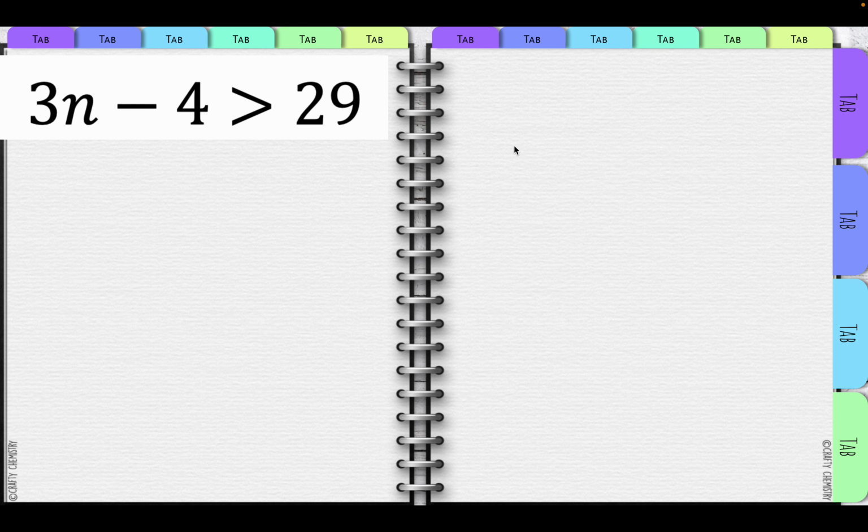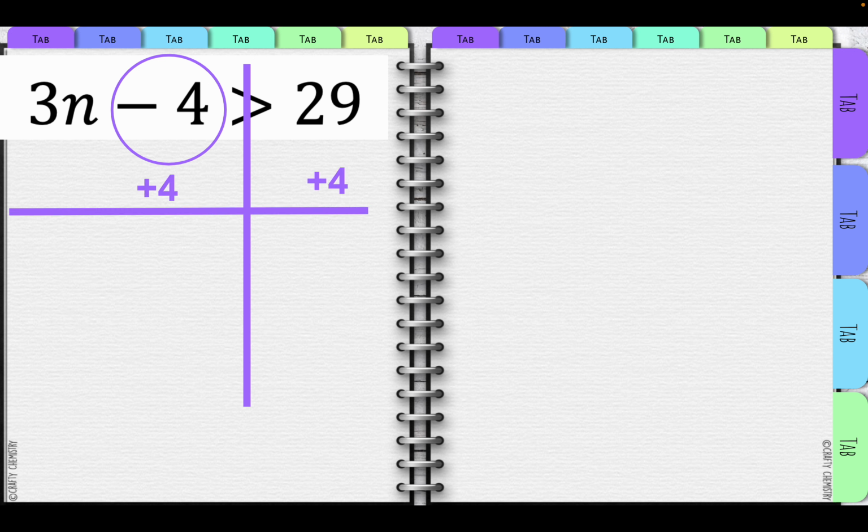3n minus 4 is greater than 29. Put a line through your symbol. My constant is a minus 4. The opposite of minus 4 is plus 4. I must do that on both sides, so it gets rid of the 4's.